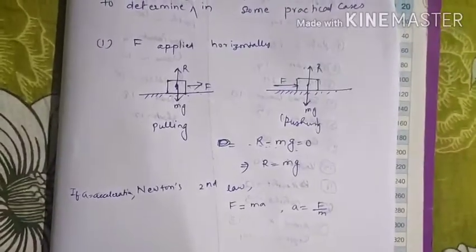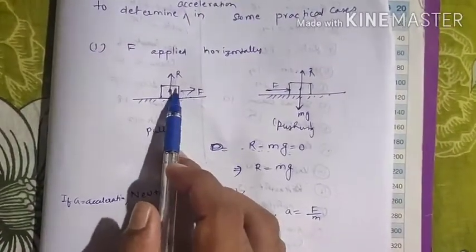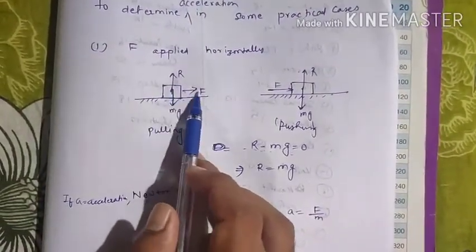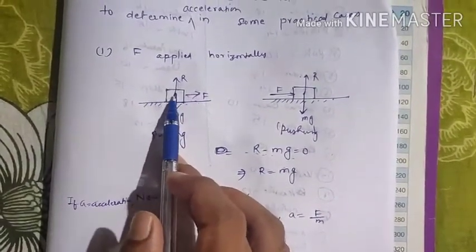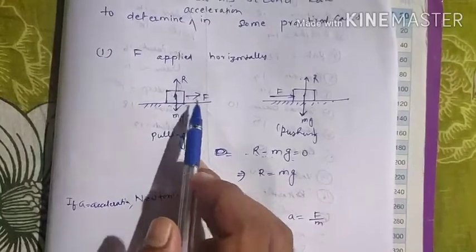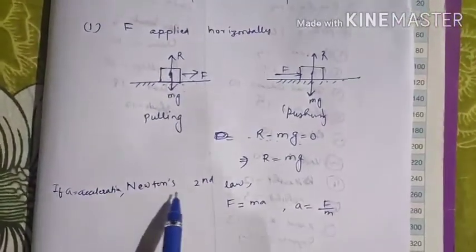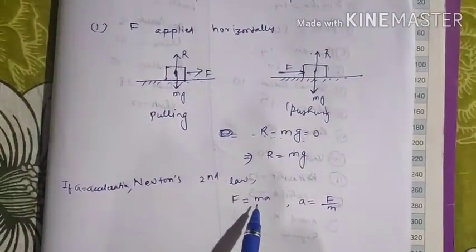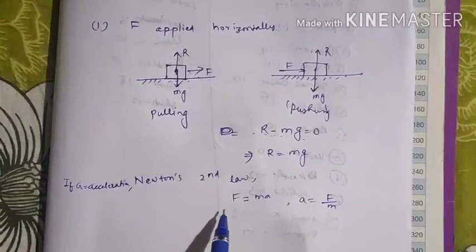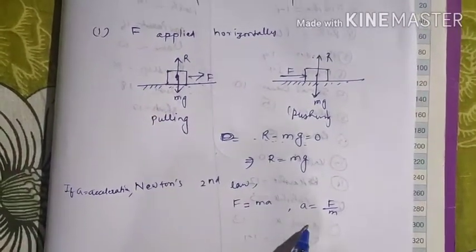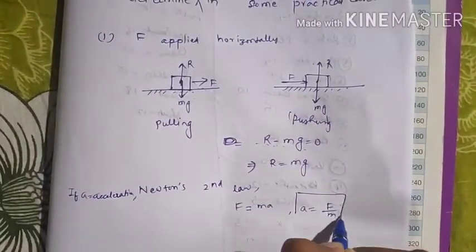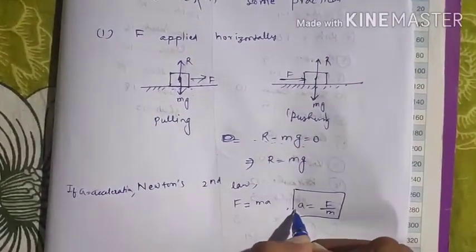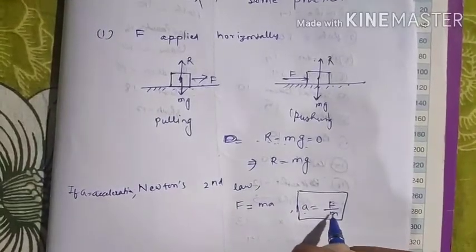Understood. Let's say F is the force which is acting on this block horizontally towards this direction. Then let's say a is the acceleration of this block towards this direction. Then from Newton's second law, we can write F equals ma, and from there we can write a equals F by m. So in this simple case, we can easily find the acceleration by finding the force and mass.